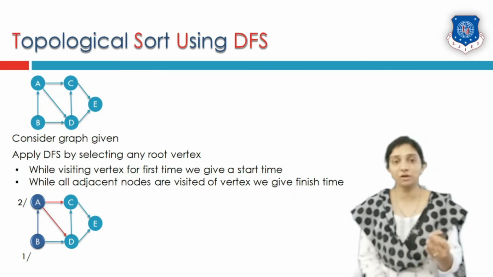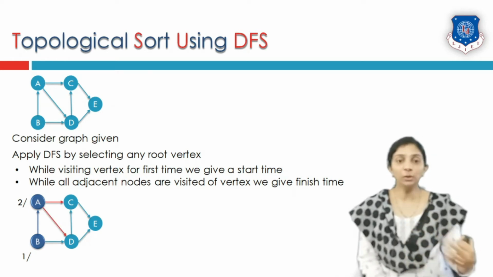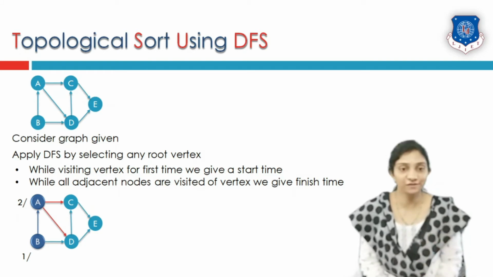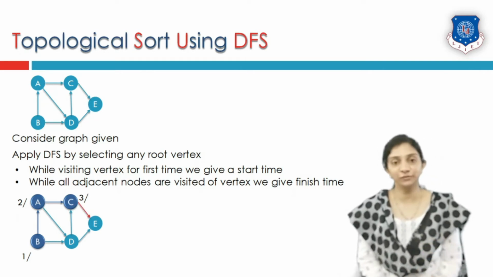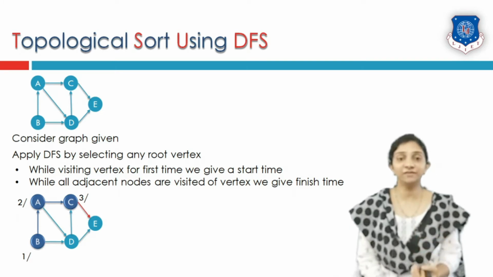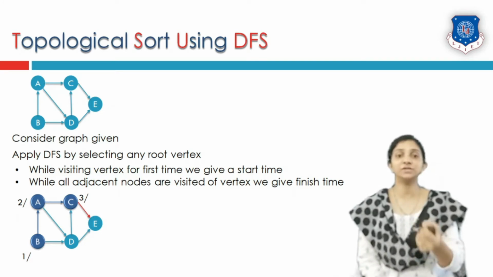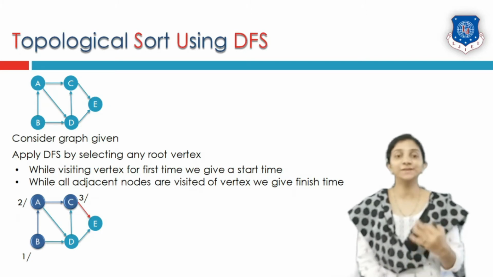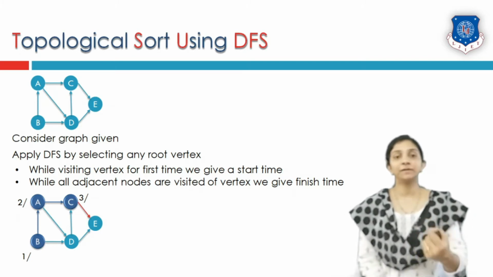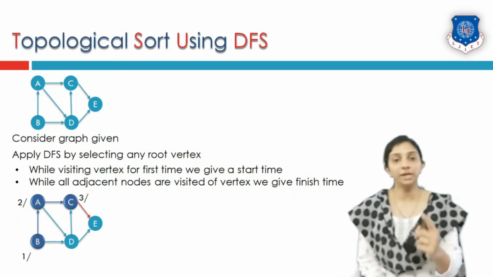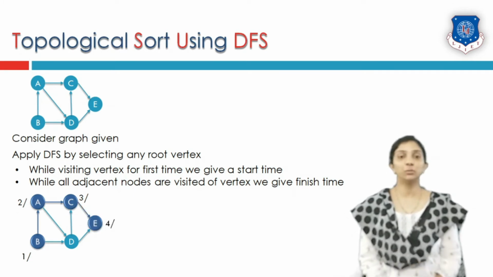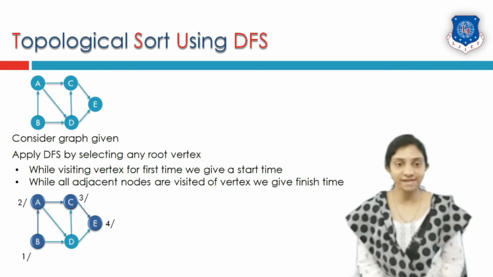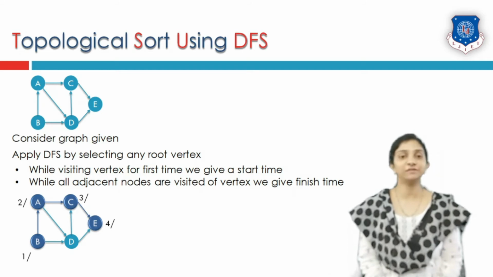Now from A there are two adjacents, C and D. You can choose any of the adjacents as your next vertex. So here I am choosing vertex C as my next visited vertex. Since C is visited for the very first time, I am giving it a start number 3. This is the third vertex that I have visited. Now from C we have only one vertex, that is E. So we will visit vertex E and give it a start number because it is visited for the very first time. So the start time of vertex E is 4.